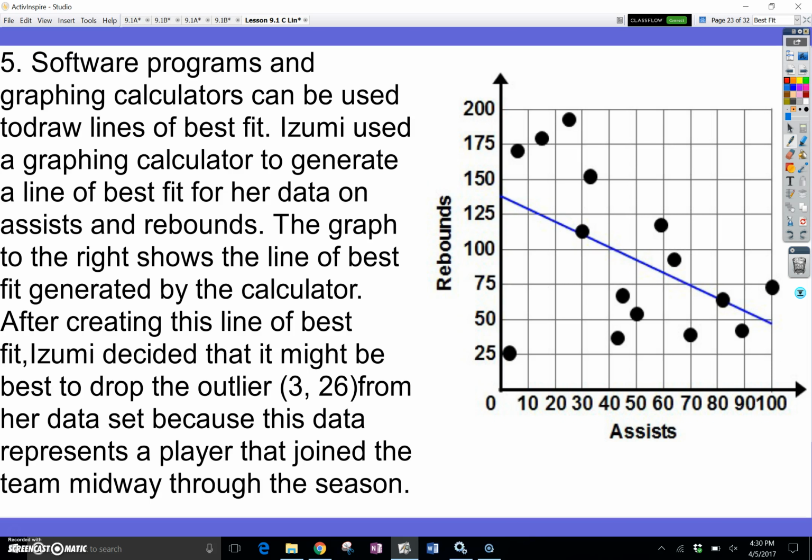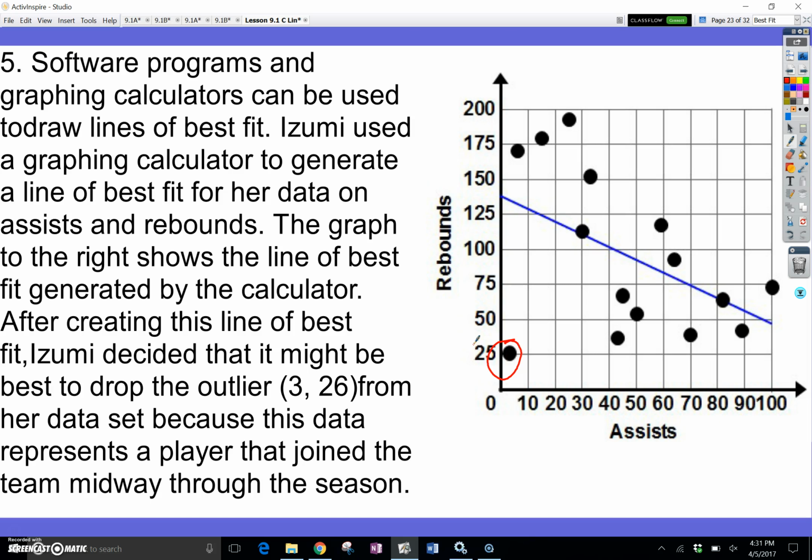Zumi used a graphing calculator to generate a line of best fit for her data on the assists and rebounds. The graph to the right shows the line of best fit generated by a calculator. After creating this line of best fit, Zumi decided that it might be best to get rid of that outlier, to drop it. So the 3,26, this one right here. She's like, this is messing up my data.